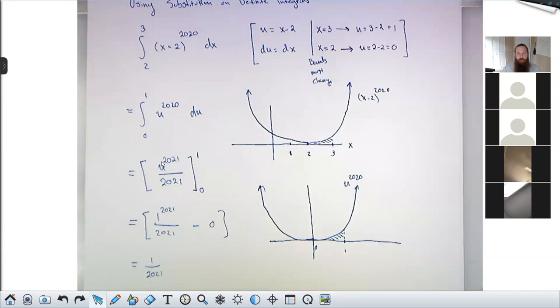When you do definite integrals, you must change the bounds. You don't need to go back to the original variable, right? I never went back and plugged in x minus 2 for u. It's silly to do that, but you must change the bounds. I'll be grading you on this. When you make a substitution in a definite integral, you must change the bounds. How do you change the bounds? Well, you take your old lower bound and you plug it into the substitution. So my old lower bound was 2. And when x is equal to 2, u is equal to 2 minus 2, which is 0. When x is equal to 3, well, u is x minus 2. So u would be 3 minus 2, which is 1.